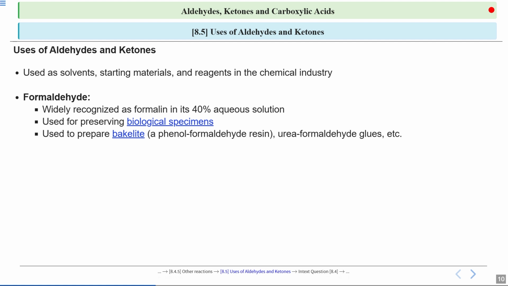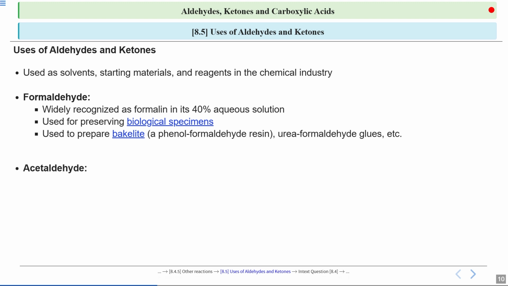Next, we can see that formaldehyde is also used to prepare materials like bakelite. Now, bakelite is a type of phenol formaldehyde resin, and additionally, it is used in making urea formaldehyde glues. Okay, and these are important in manufacturing as well as in construction.